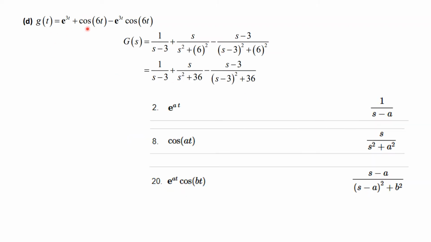Again, the 1 and the -1 just sit there. We've done this before. This is going to be formula 2. We've done this before. This is going to be formula 8. We have not done this before. This is formula 20, and so I get that. So I substitute in directly from that, and this is what I get for my answer for this one.